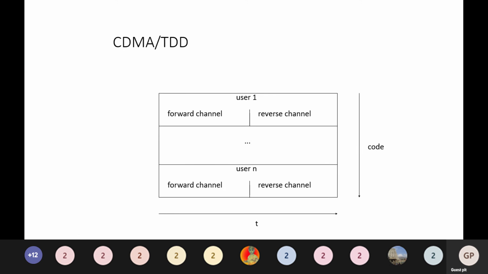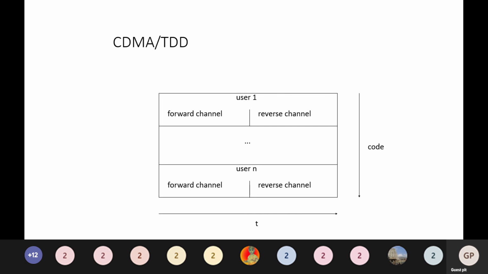This is the case for CDMA with frequency division duplexing. Then this is for CDMA with time division duplexing. Here each user has a particular time slot for the forward channel and then for the reverse channel. So you have both cases.